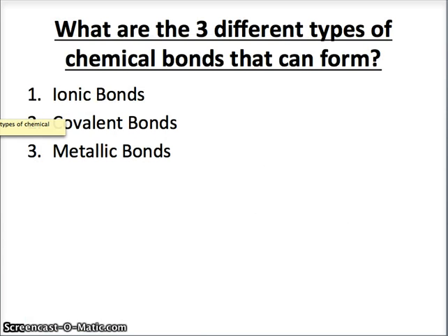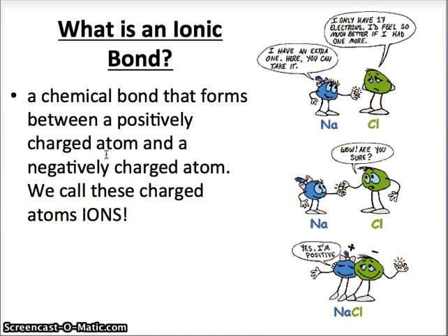Now, there are actually three types of different bonds that can form. We call them ionic, covalent, and metallic. Today we're going to really focus on the first two, and I'll briefly mention metallic.